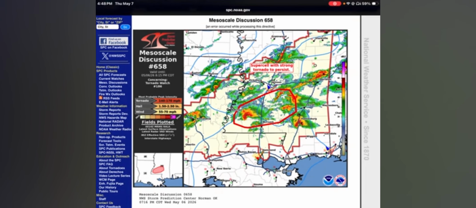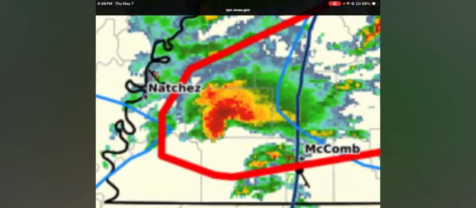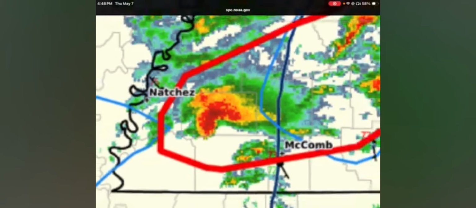658. Mesoscale discussion over 658, concerning tornado watch number 186. Most probable peak tornado intensity is 140 to 170 miles per hour. Hail is 1.5 to 2.5 inches, and wind is 55 to 70 miles per hour. This supercell right here, just southwest of Natchez, northeast of Macomb, has a tornado associated with it.